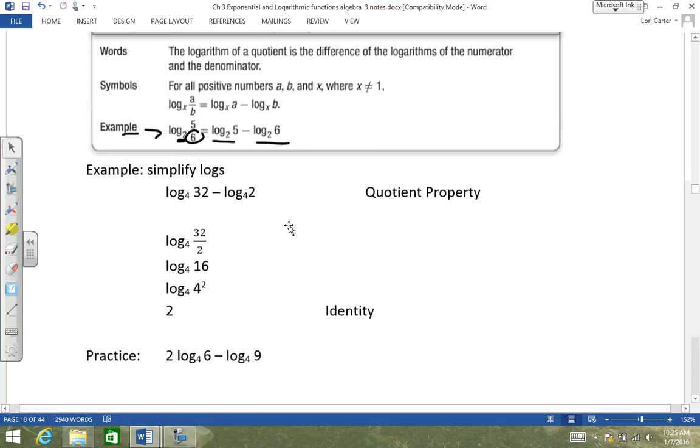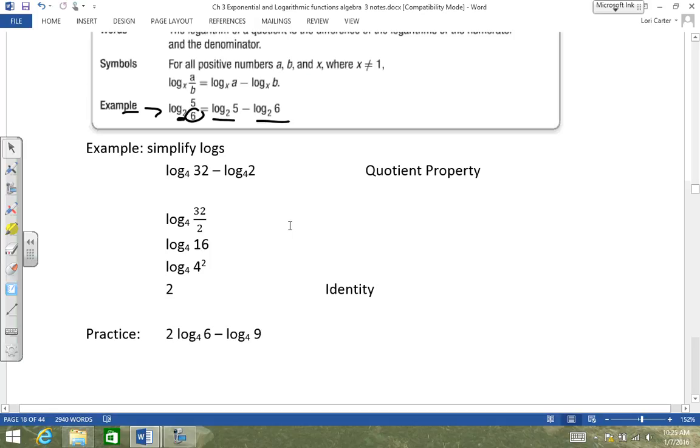Now, down here, I want to simplify the logs, so I want to go backwards. When they tell you to evaluate, you're going one direction. When they tell you to simplify, you're going the other direction. Okay, so I have subtraction. What does that mean?